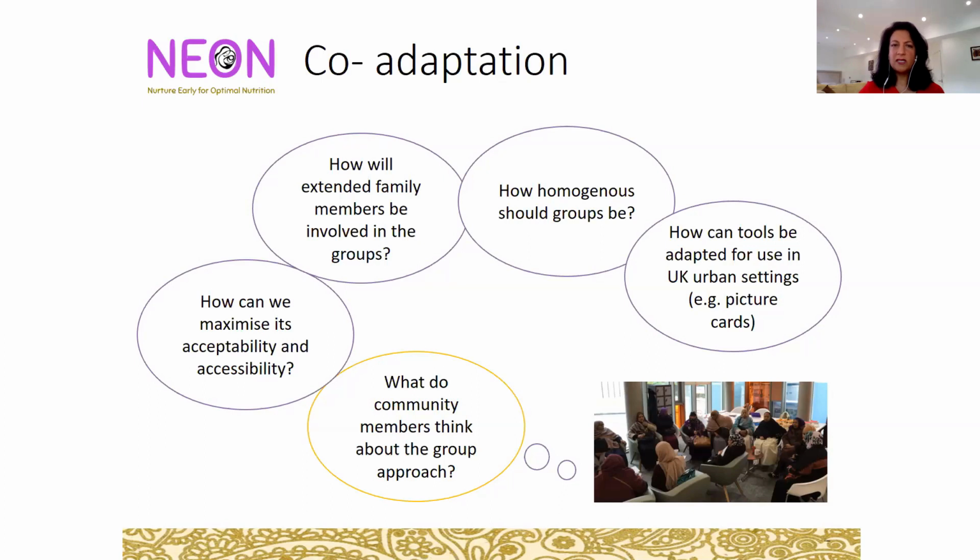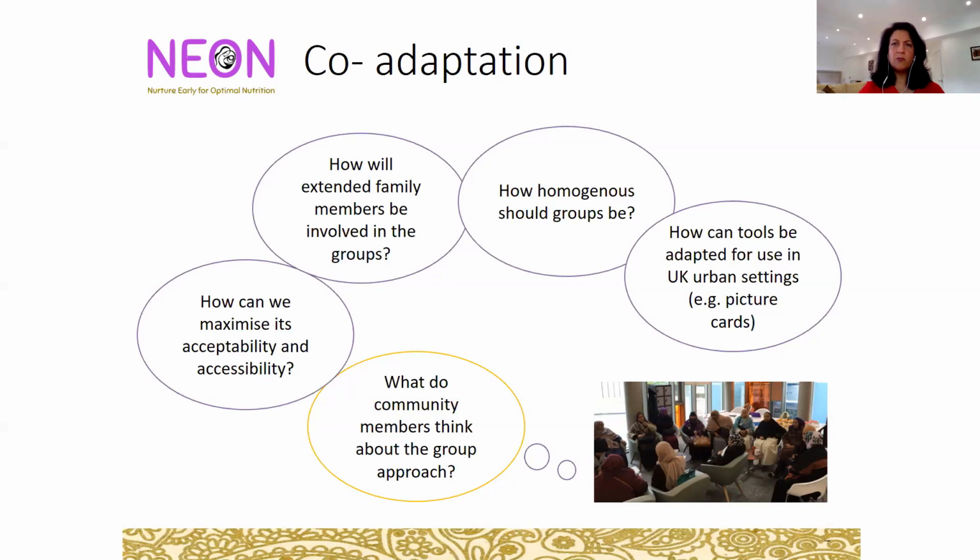You know, how will extended family members be involved in the groups? Should we have men's groups separate to women's groups? Should we have combined groups? I mean, we get at the cultural context and we have to be very sensitive. How are we going to adapt the tools to make the tools sensitive?